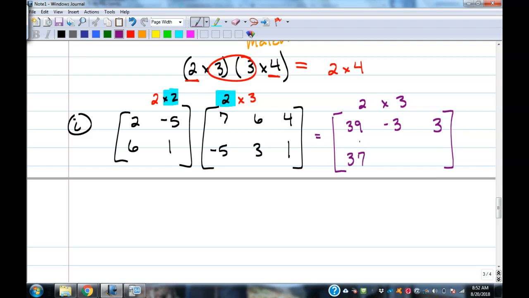37. And then I'm taking this row times the second column. 6 times 6, 36. 1 times 3, 3. Add them together, 39. Second row times third column. 6 times 4, 24. 1 times 1 is 1.